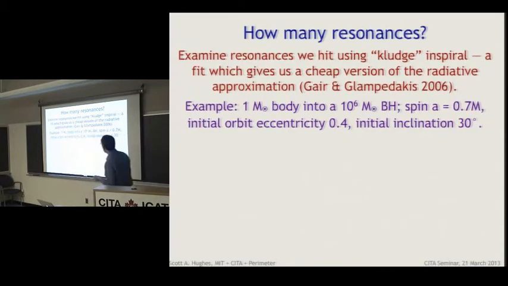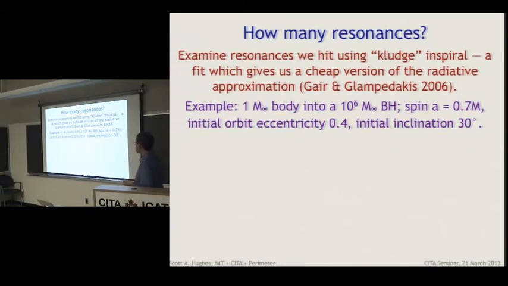So my student at MIT, Teukolsky, and I have done just a really quick calculation to count up how often resonances matter. We use a cheap version of the radiative approximation that we can code up on a laptop very quickly, and looked at a wide sample of small bodies plunging into Kerr black holes.